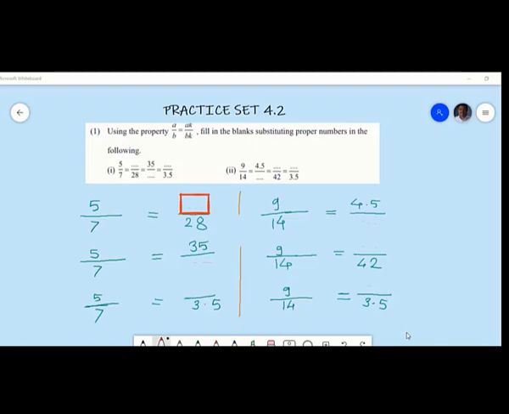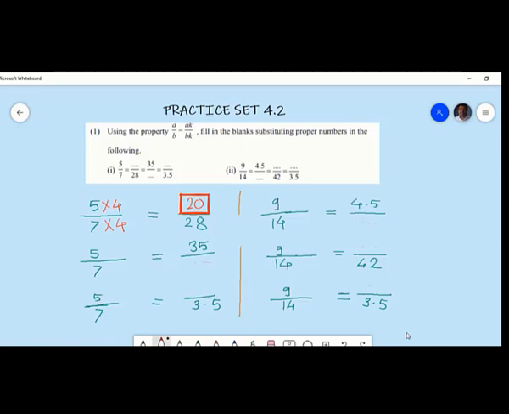Solution. Let 5 upon 7 equal to dash dash upon 21. This is the first fraction. So which number is multiplied by 7 to get 28? So the number is 4. 7 fours are 28. 4 is a k. K is also multiplied by the numerator. 4 is multiplied by the numerator. 5 fours are 20. So 20 is the correct answer.